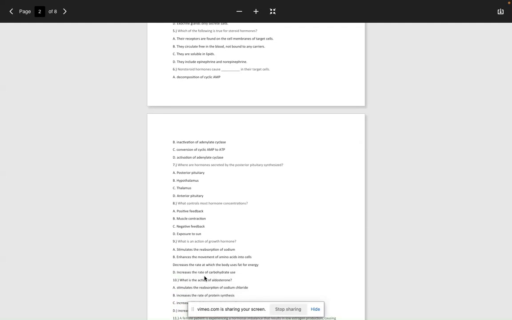What is the action of growth hormone? The tip of cells divide and grow. Yep. Increase in mitotic activity, absolutely. What did I say here? What was number 9? So the question is, what is the action of growth hormone? What stimulates the reabsorption of sodium? Who does that?